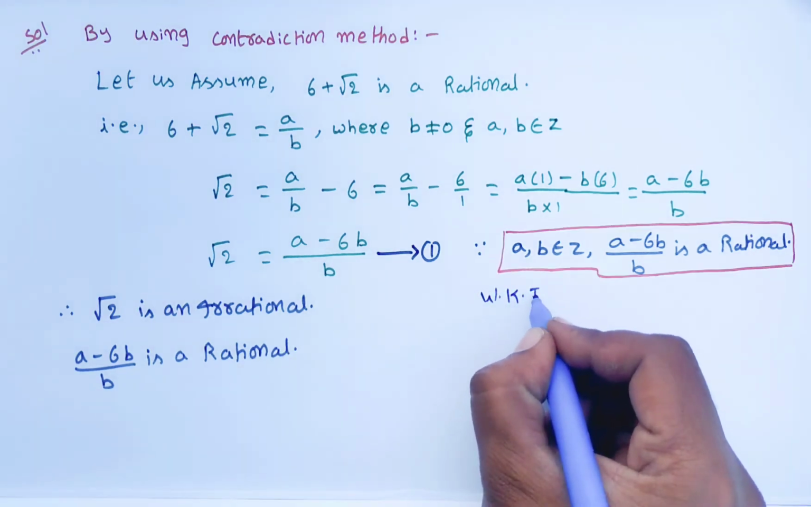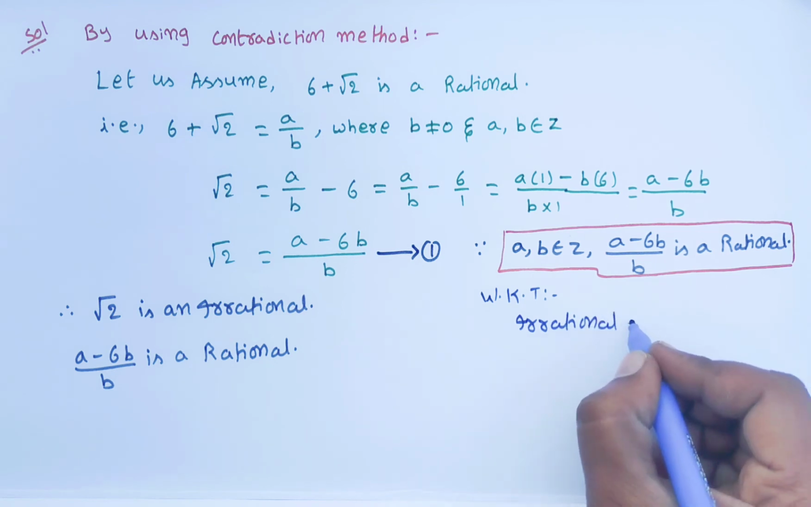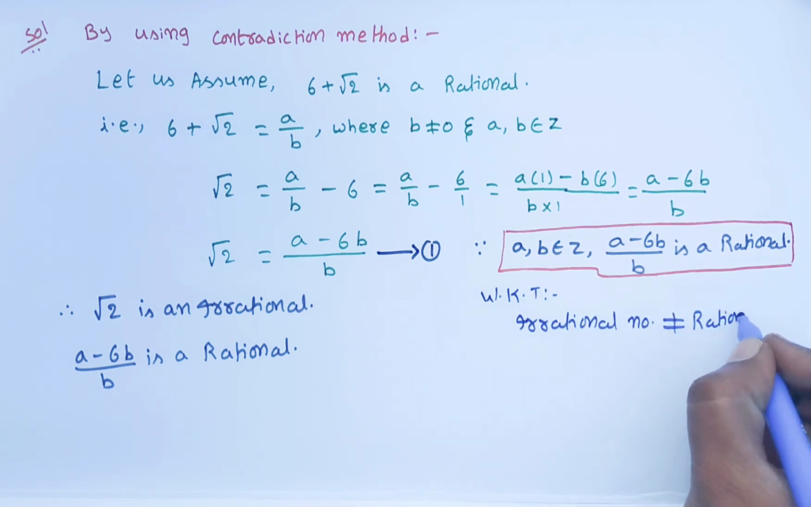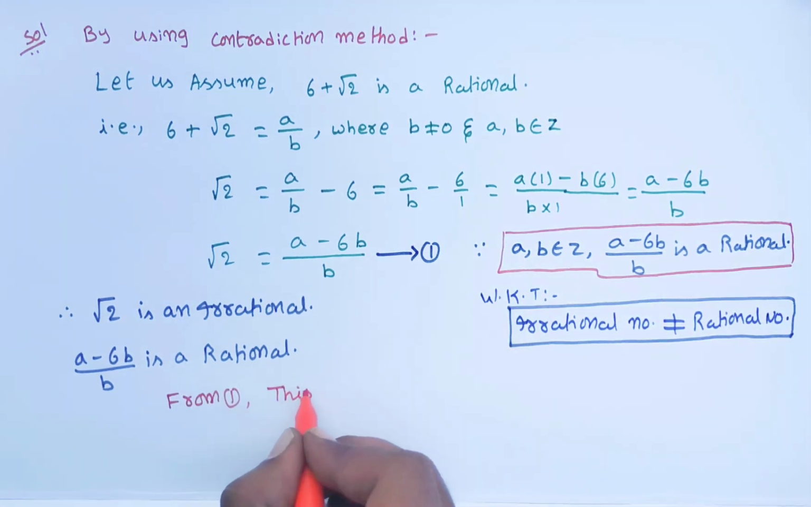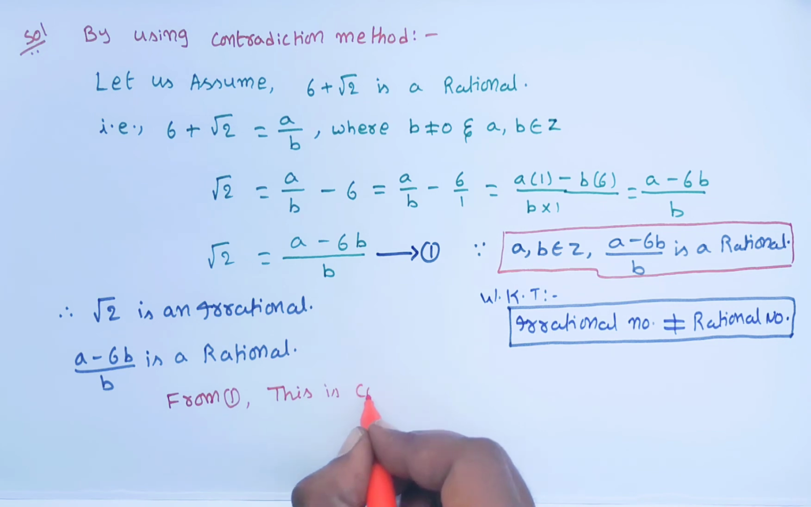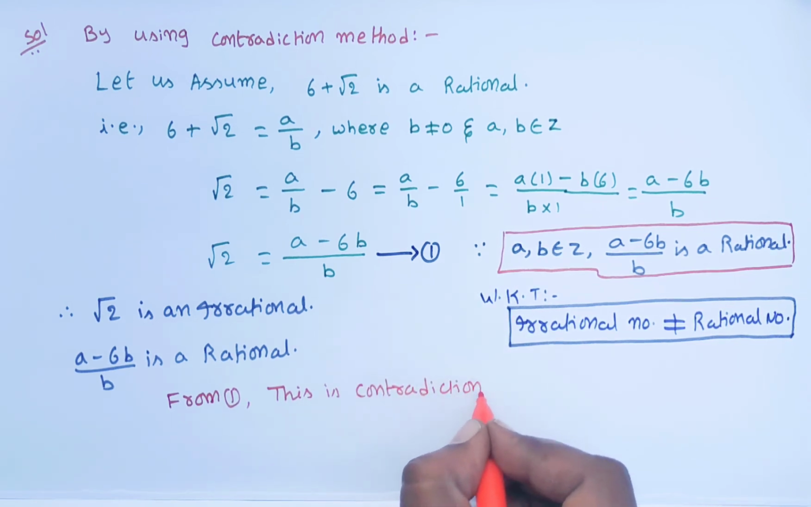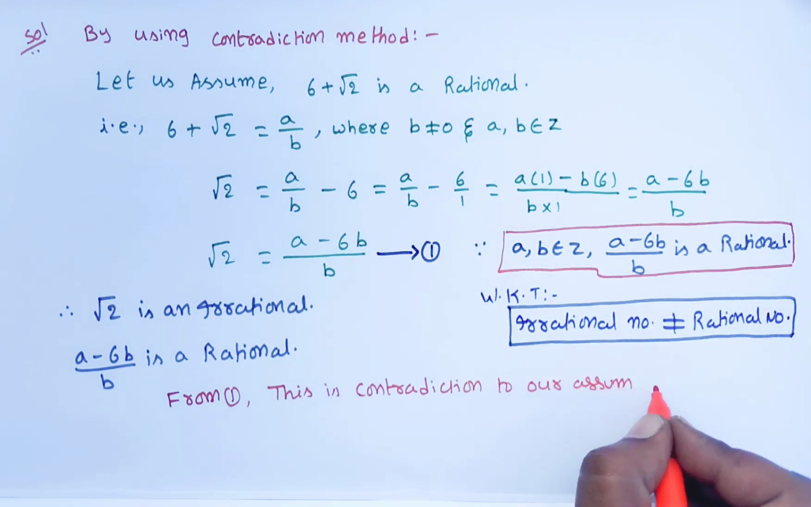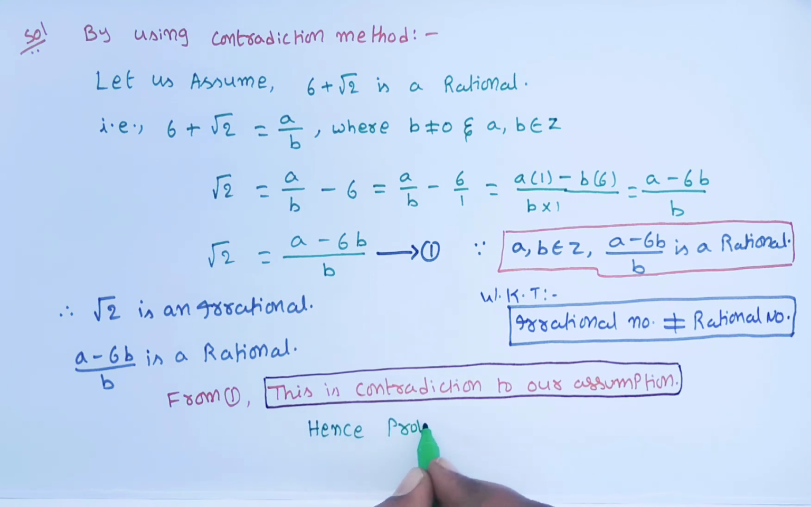We know that an irrational number is not equal to a rational number, but from equation 1 we get irrational number equals rational. This is a contradiction to our assumption. Clearly 6 plus root 2 is an irrational, hence proved.